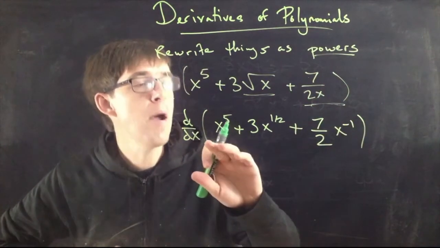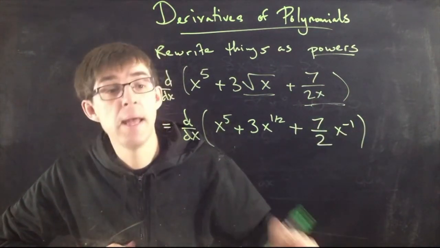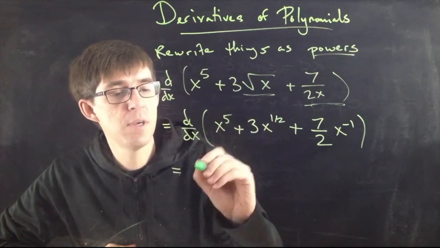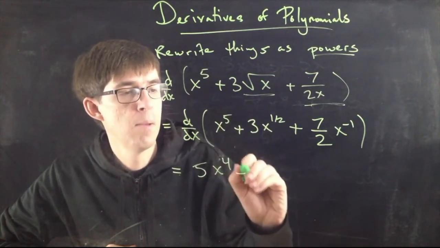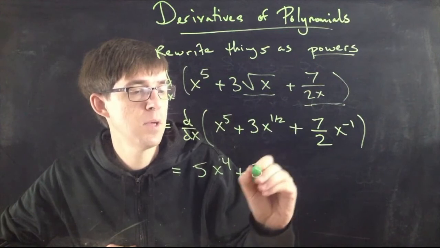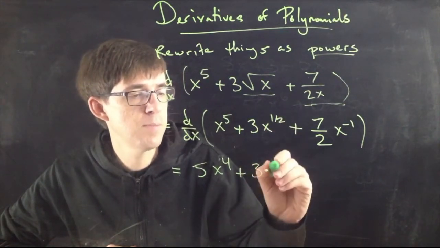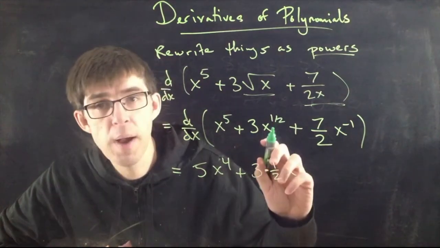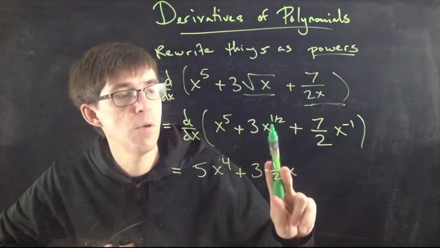And so on. Okay, now everything is written as powers, and now I can take the derivative of everything by using the power rule. So x to the 5 becomes 5x to the 4, plus 3x to the 1/2 becomes, all right, the 1/2 comes down and multiplies by the 3. So it's 3 times 1/2 x to a new power. The new power is going to be the old power minus 1.